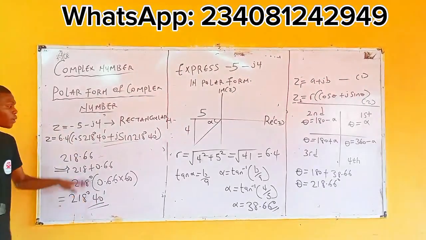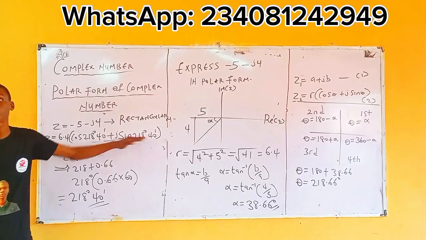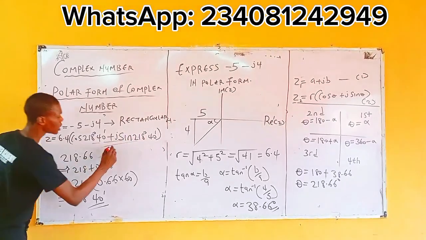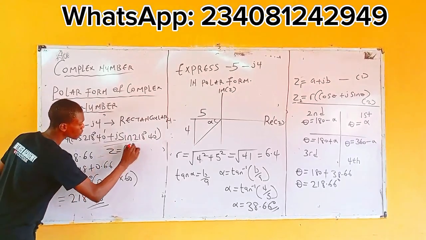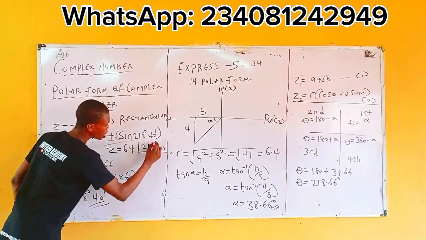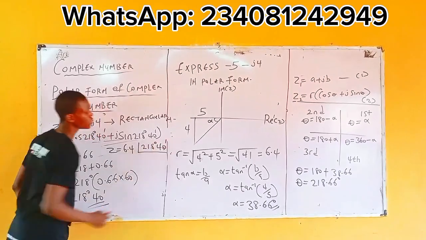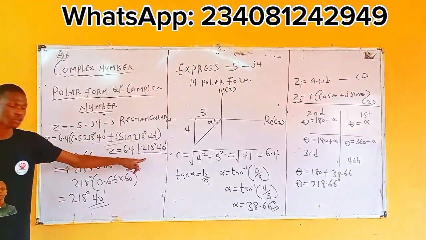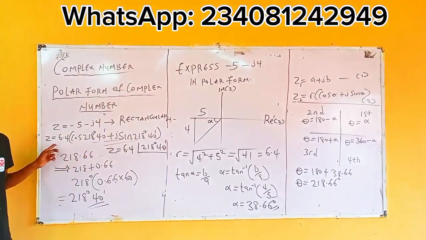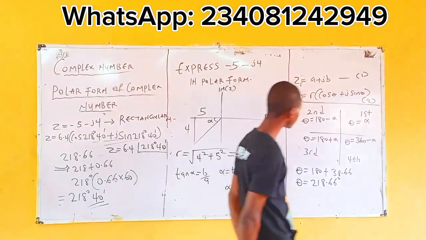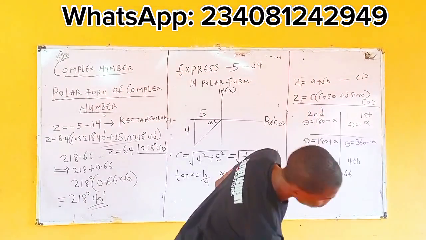So in place of the initial degree, substitute what you got, and this is it. You understand? But now, this is the full form of polar form. The short form, this same answer, you can still write it as Z is equal to 6.4, then this sign, 218 degrees 40 minutes. In place of this whole answer, this is the short form of your polar form. It's either you see this or you see this. You understand? So that's how it works.